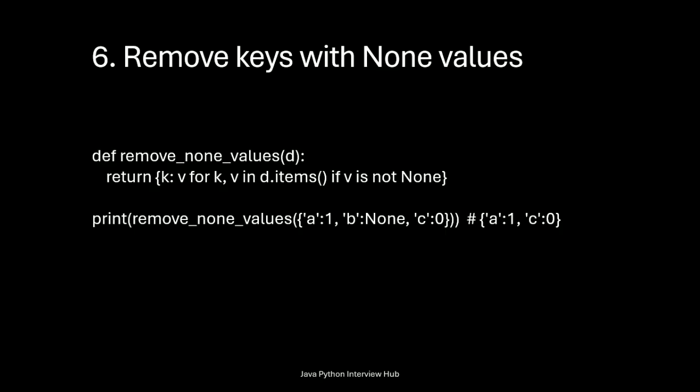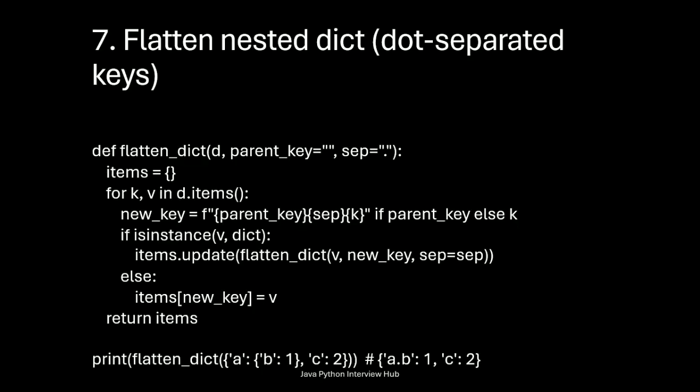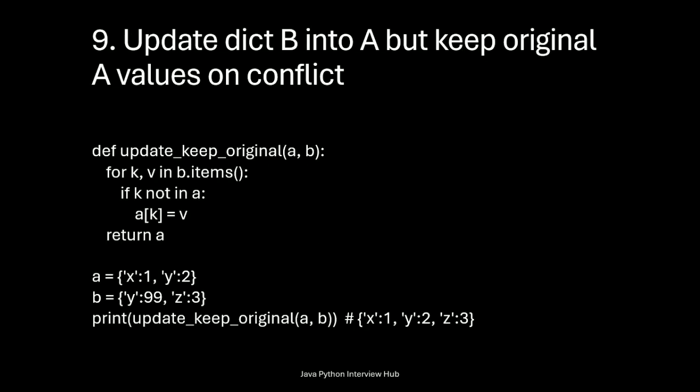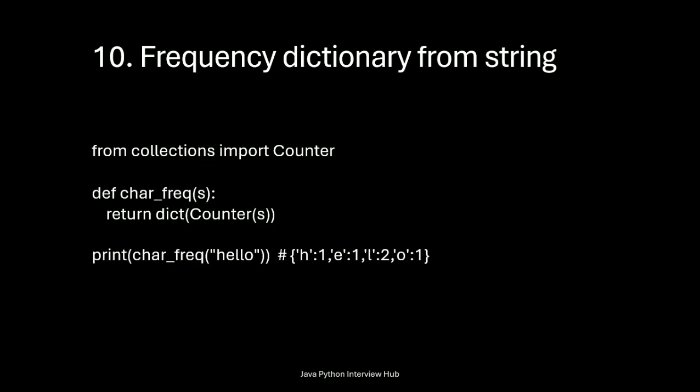6.1. Remove keys with None values. 7th, flatten a nested dictionary, meaning dot separated keys. 8th one is keys with different values between two dictionaries. 9th is update dictionary B into A but keep original A values on conflict. And the last one is frequency dictionary from a string. So these are the 10 important dictionary practical questions with the solution.